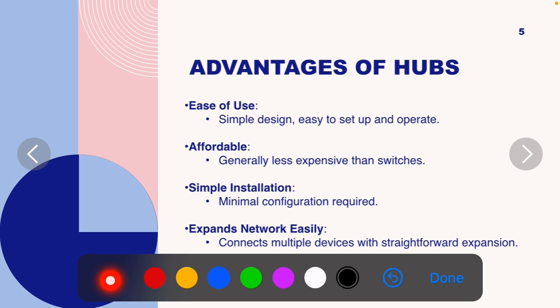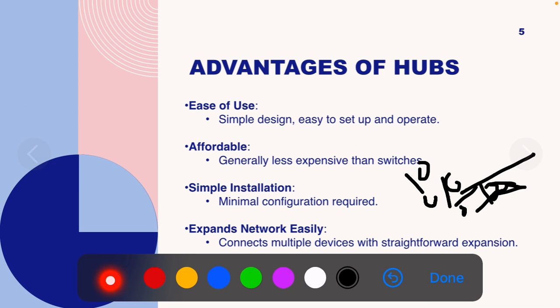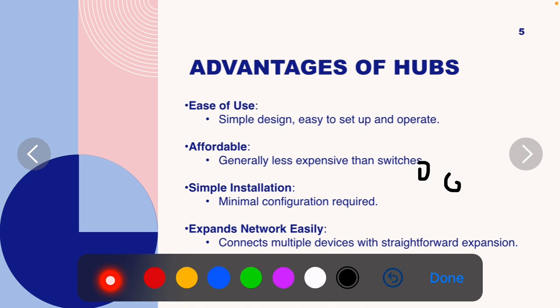It means it connects multiple devices with straightforward expansion, that is, adding more devices. Adding more devices to a network with a hub is as simple as connecting additional cables to the available ports on the hub. Suppose we want to establish a LAN, then we can easily add multiple devices.